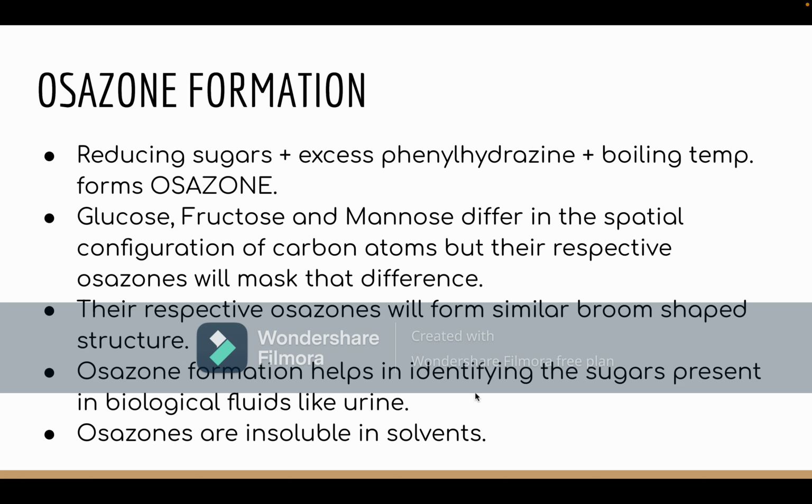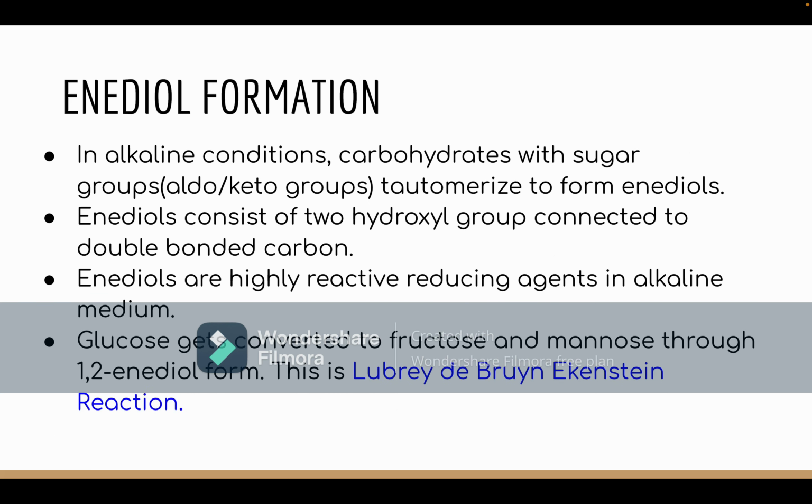Osazone formation helps in the identification of sugars present in various biological fluids like urine and blood, and osazones are insoluble in solvents. Now, the third reaction is enediol formation. In enediol formation, under alkaline conditions, carbohydrates with sugar groups tautomerize to give enediols. Enediols consist of 2 hydroxyl groups connected to double bonded carbon.